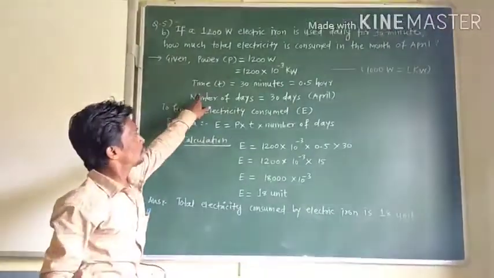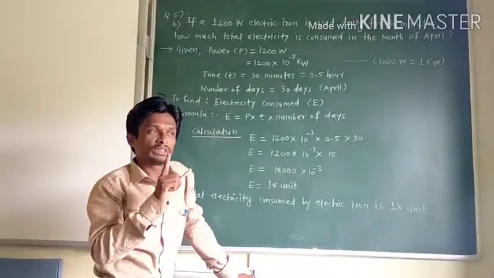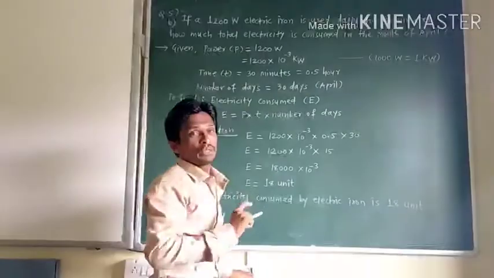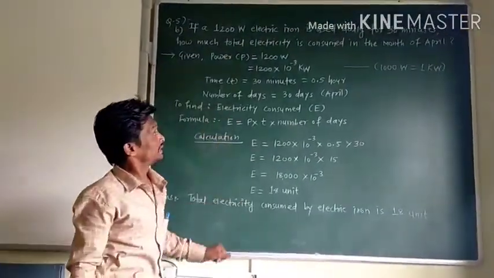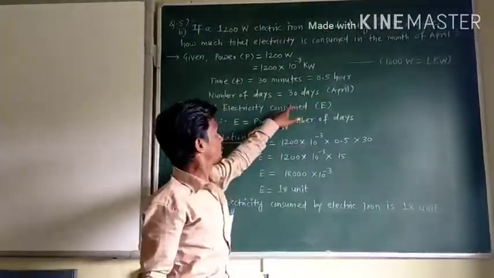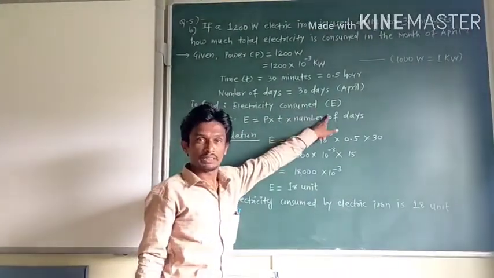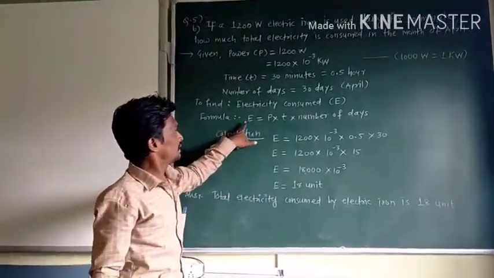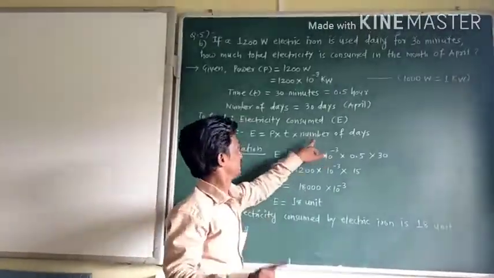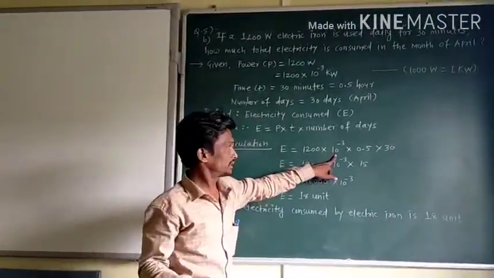Then time T is equal to 30 minutes. 1 hour is equal to 60 minutes, so 30 minutes means half, 0.5 hour. Number of days in the month of April is 30 days. So put the values here, to find electricity consumed, E. The formula is E is equal to P into T into number of days. P means 1200 into 10 raised to minus 3.